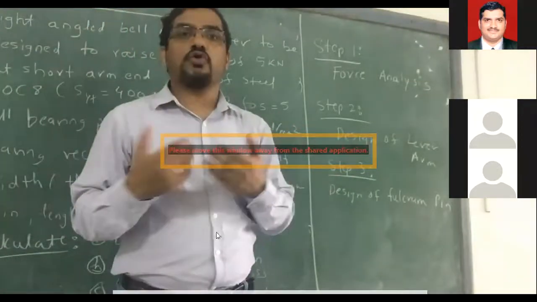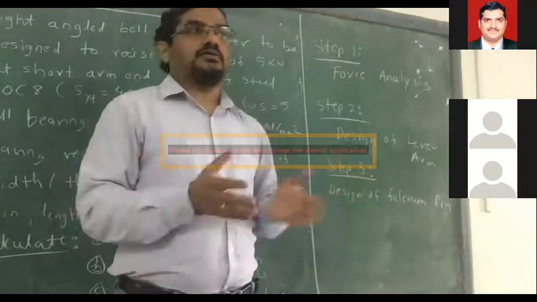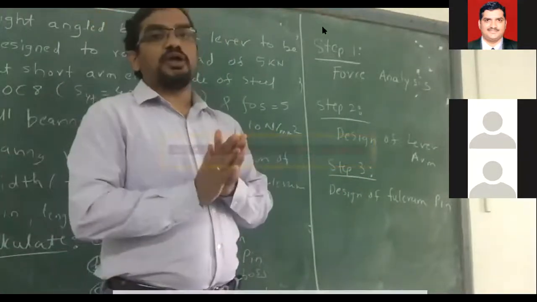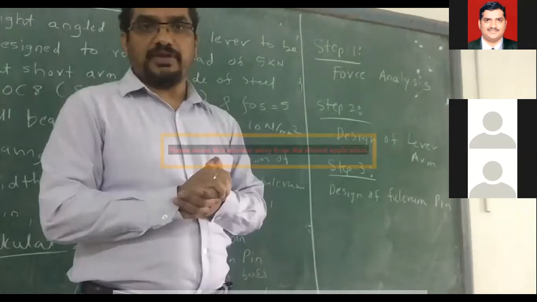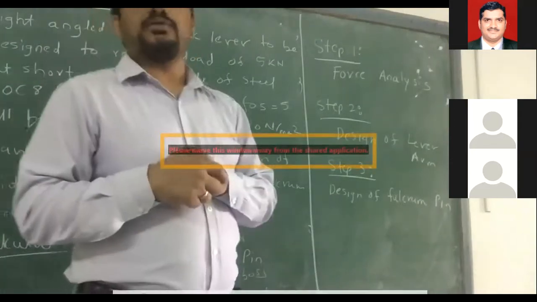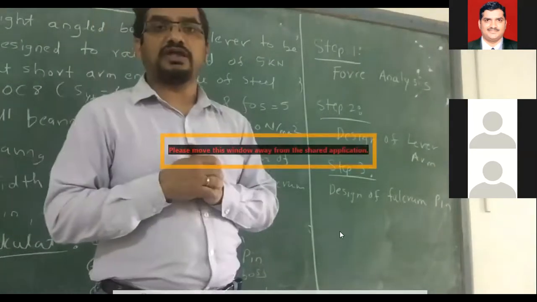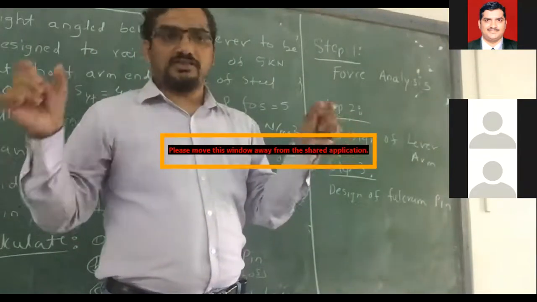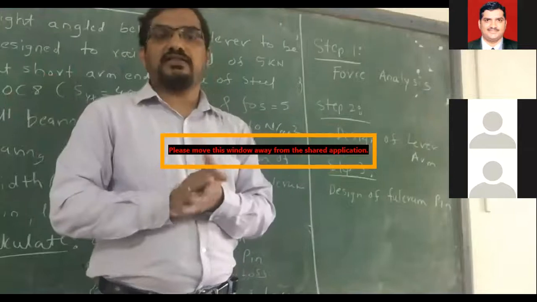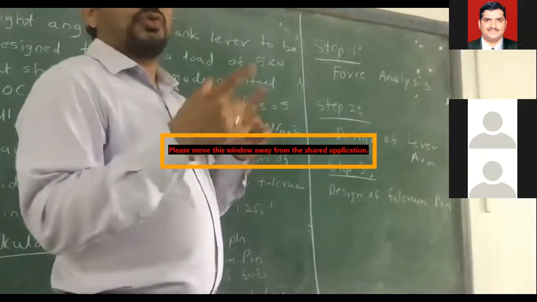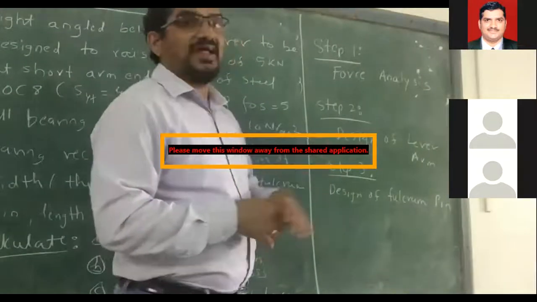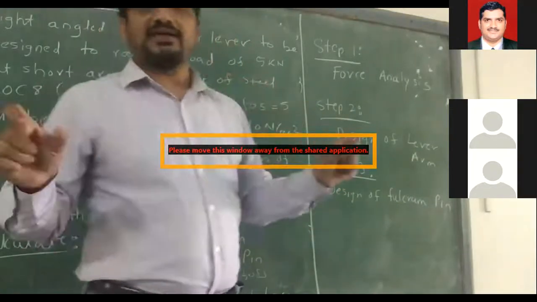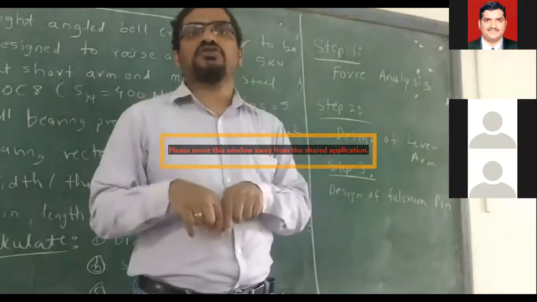If we know the load, we can find out the effort required by balancing the moments. We also have to find out the reaction at the fulcrum pin. That reaction will be used to calculate the bearing pressure and to find out the dimensions of the pin. So we need to know the forces, effort, load and reaction at the fulcrum pin, and use those forces to design the lever arm and design the fulcrum pin.